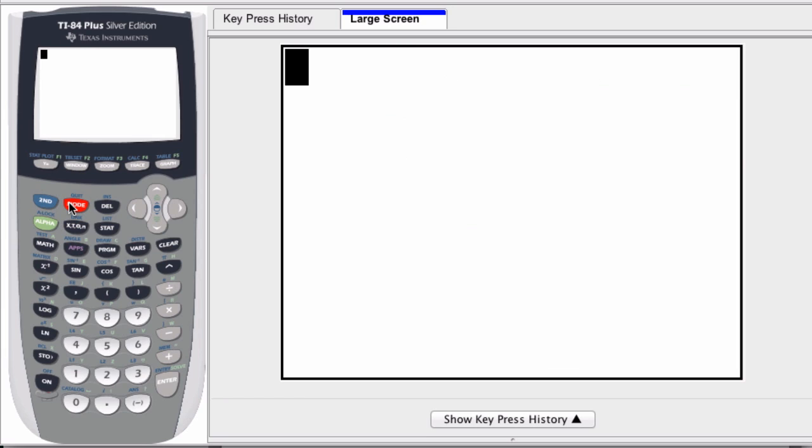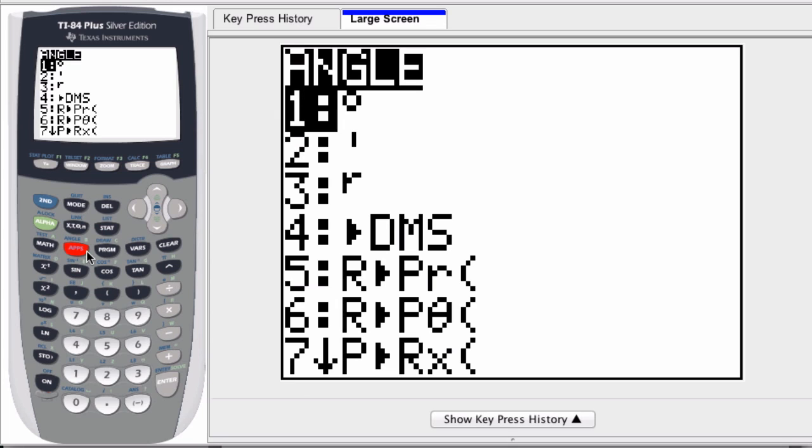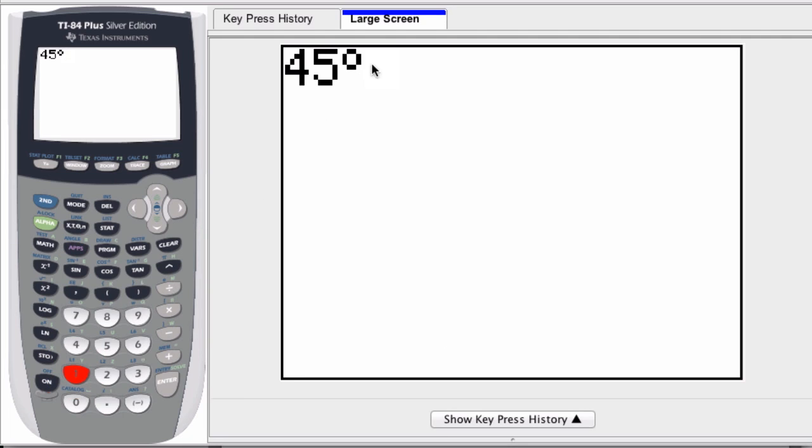Okay, so if you're in radian mode, what you can do is enter in any degree measurement, let's say 45, and classify it as a degree since you're in radian mode. You can do that by going to your angle button. For me, it's second apps. Select the first choice here, the little degree or angle sign. And what you basically told the calculator is that 45, this number, is in degrees.